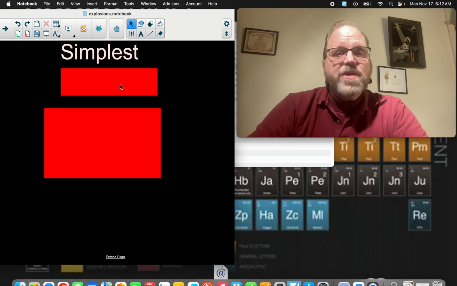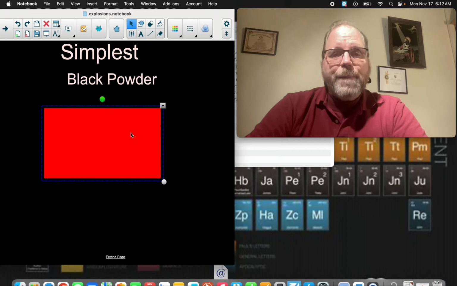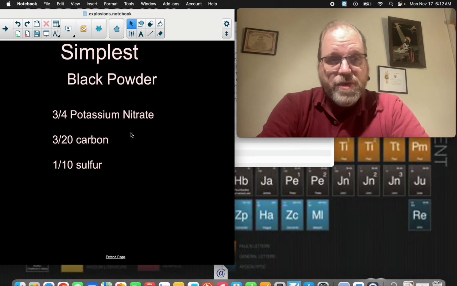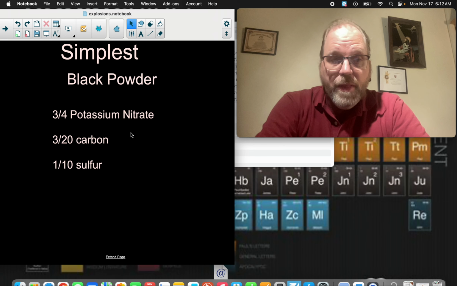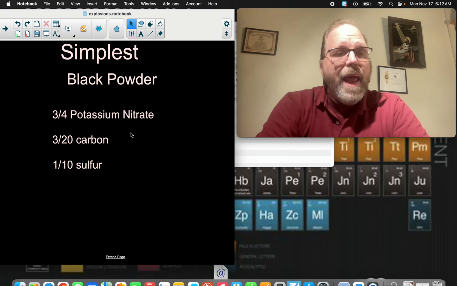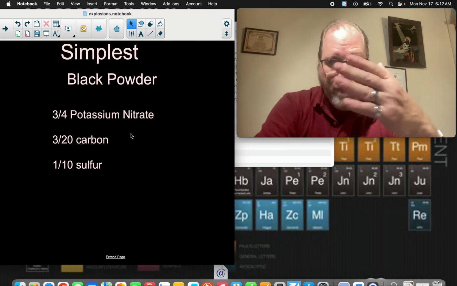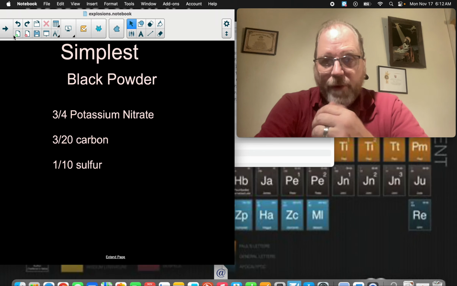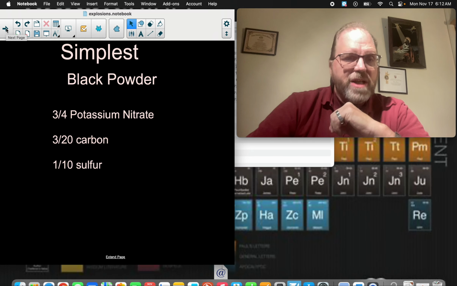Now the simplest form of explosive is black powder. Black powder is a combination of 3/4 potassium nitrate, saltpeter, 3/20 carbon, and 1/10 sulfur. Those things added together with other components you want to put in there give us the generation of black powder, and in that way, when we confine it, we get an explosion.